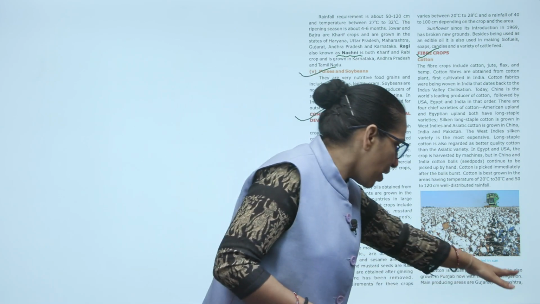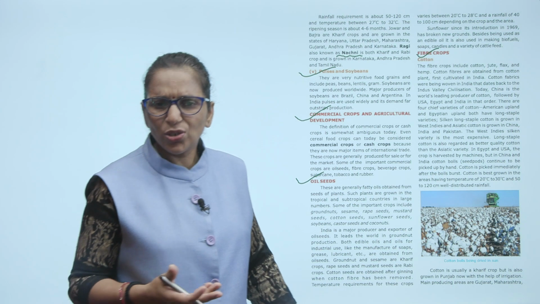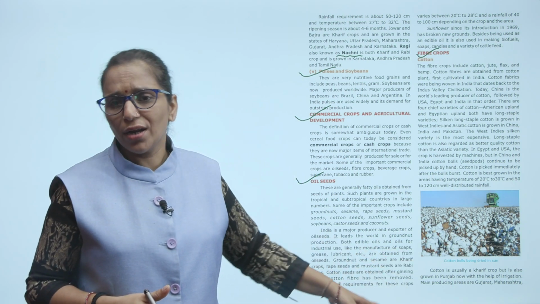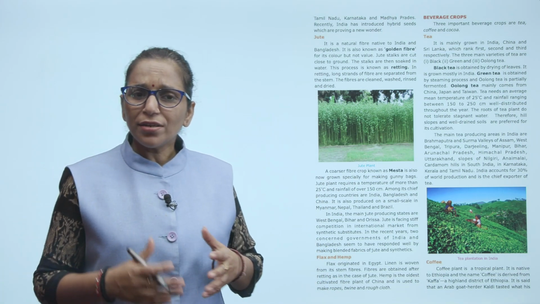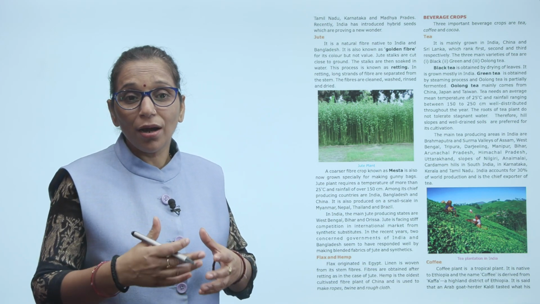Cotton is usually a kharif crop but is also grown in Punjab, and now with the help of irrigation we can grow it in other states also. Main producing states of cotton are Gujarat and Maharashtra. Now see, cotton is also grown in Tamil Nadu, Karnataka, Madhya Pradesh, and recently India has introduced hybrid seeds which are proving a new wonder in the cultivation of cotton.